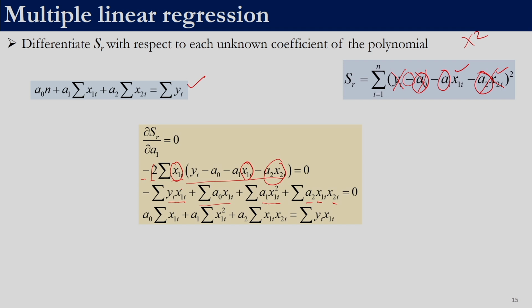So, in this equation, since x1 is completely known and y is completely known, this term can be calculated, right, and it does not involve any coefficient. So, this can be taken to the right hand side. That is what we have here. Similarly, a naught can be taken outside, summation of x1i plus a1, which is unknown, a1 summation of x1i the whole square, plus a2 summation of x1i x2i. So, this equation is again a linear equation in a naught, a1, a2, and a naught, a1, a2 are unknown.